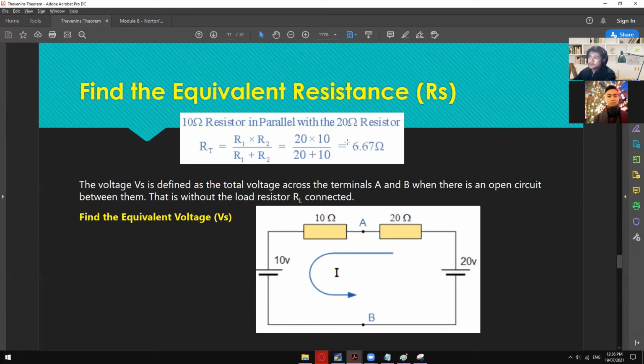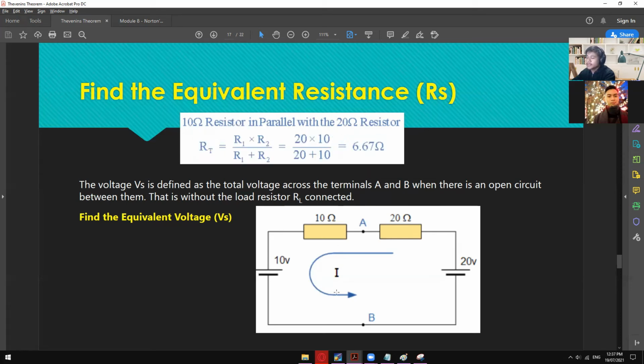So are we clear so far on how we got the RS or RTH on this example? Yes, hello, sir. Okay, so just take note on the solution for the RS, which is the RT. This is already our RS.